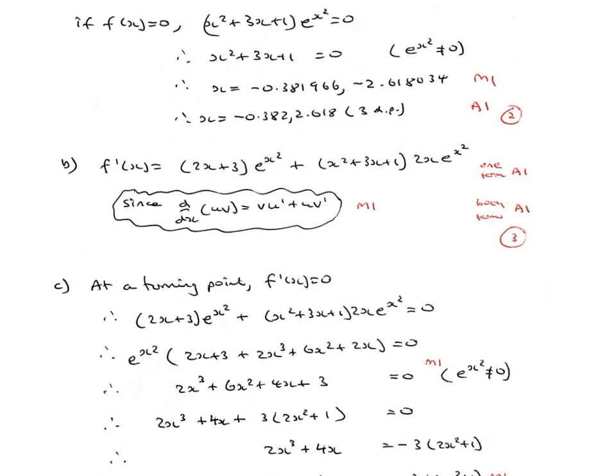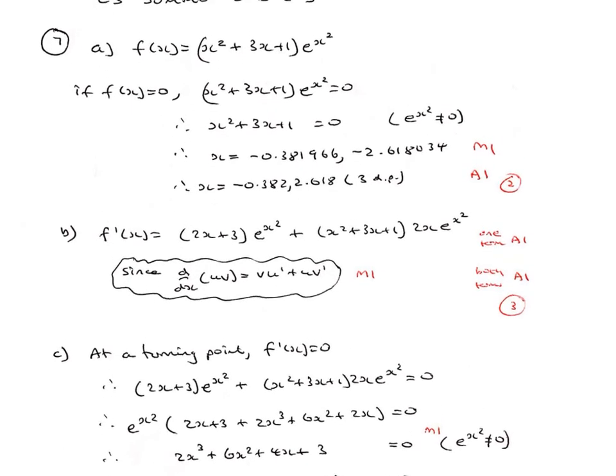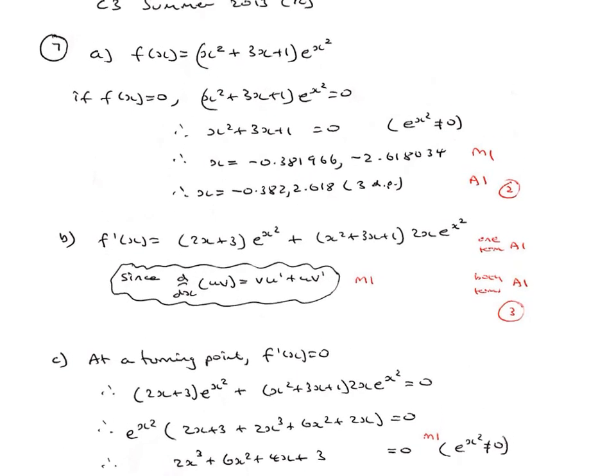In part B, we need to differentiate the expression. So I need to differentiate this expression here. It's a product, so I've quoted the product rule to get my method mark in case I make a mistake. Leave e to the x squared alone and differentiate x squared plus 3x plus 1, and then vice versa. Differentiate e to the x squared is 2x.